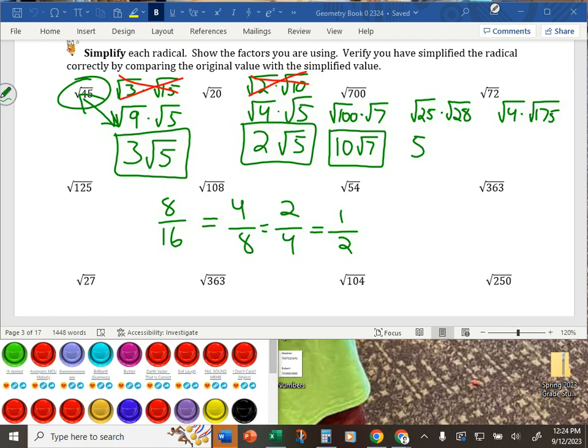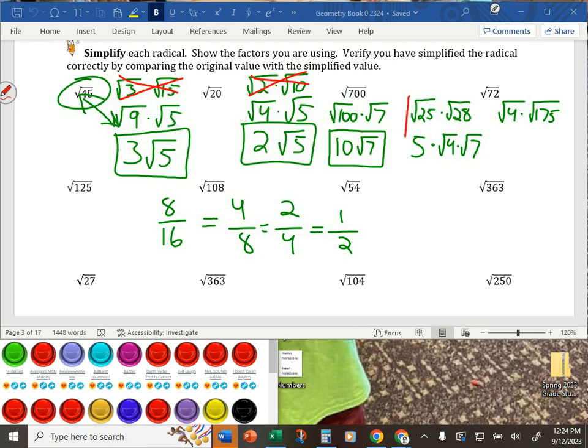Is it a perfect square? No. Does it have a perfect square factor? Yes, 4 and 7, right? So then you just get to my 10 root 7.